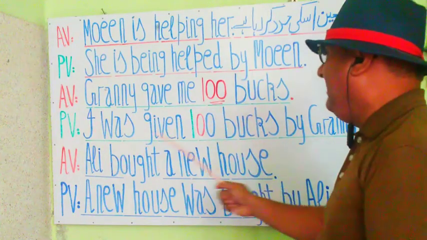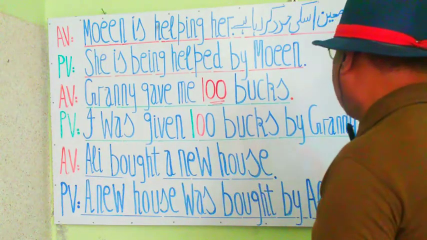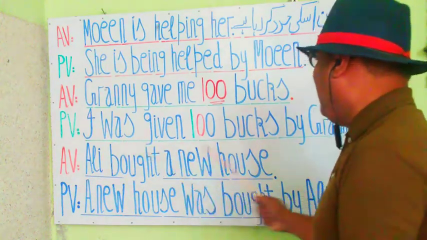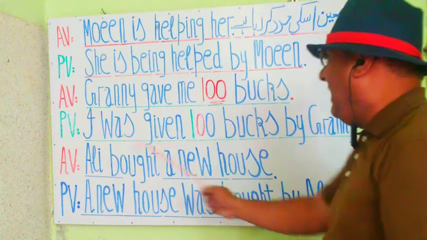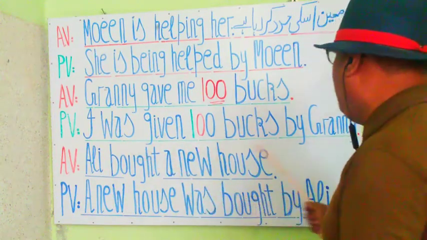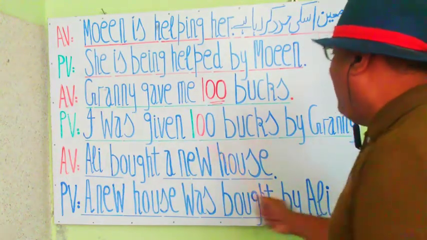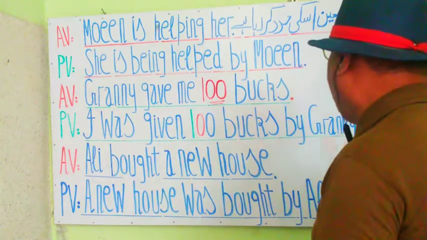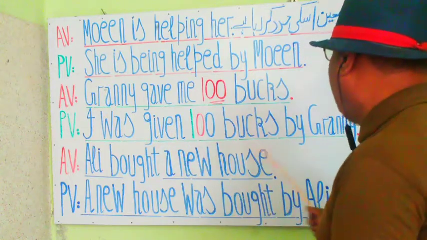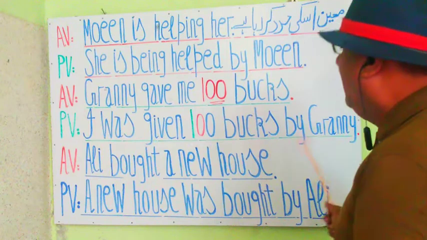Now see, it changes in passive: I was given 100 bags by Granny. दादी अम्मा से मुझे $100 दिए गए.